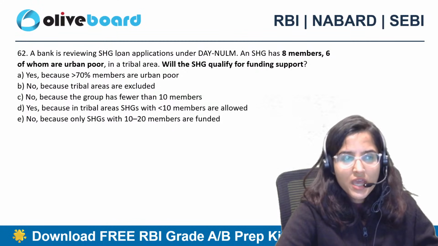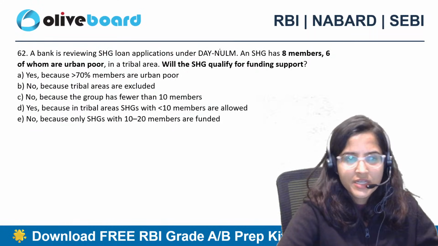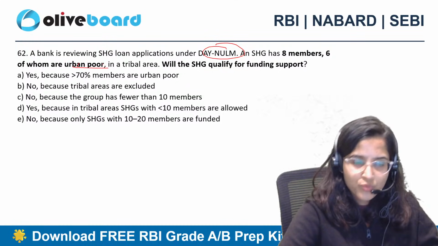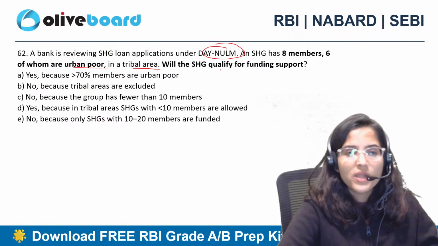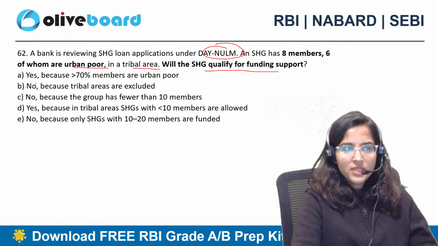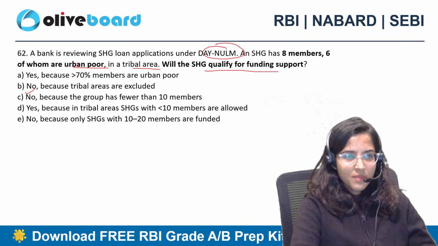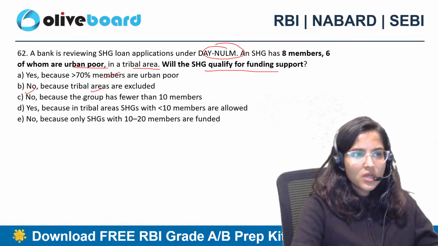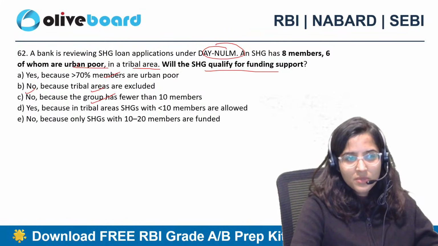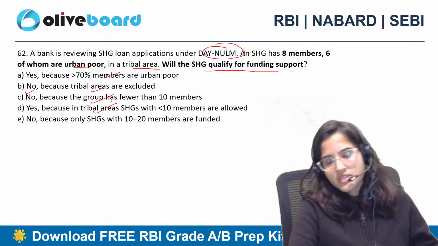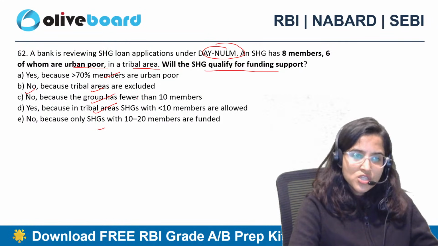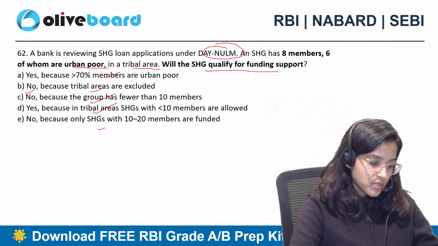Bank is reviewing SHG loan applications under DAY-NULM, and SHG has 8 members, 6 of whom are urban poor in a tribal area. Will the SHG qualify for funding support? Yes, because more than 70% members are urban poor. No, because tribal areas are excluded. No, because group has fewer than 10 members. Yes, because in tribal areas SHGs with less than 10 members are allowed. No, because only SHGs with 10 to 20 members are funded.